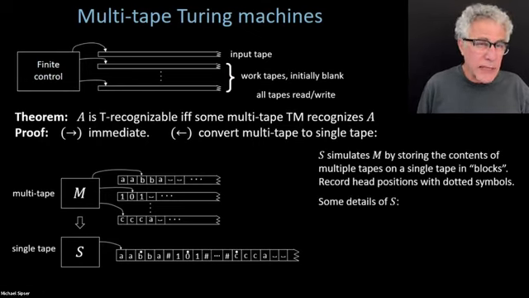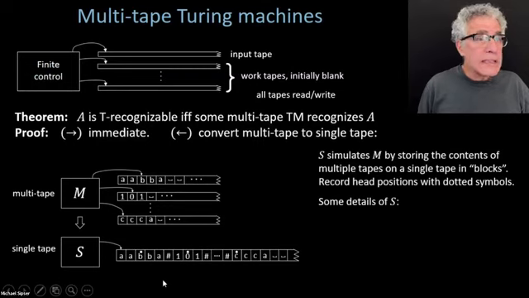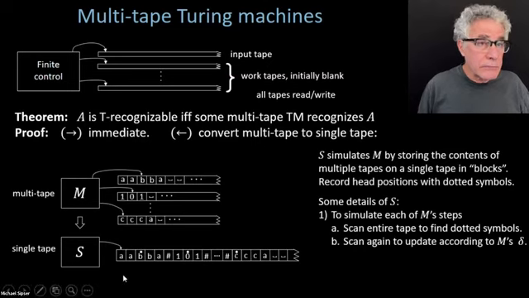Okay, a few more details of S that are worth looking at, just to make sure we all understand what's happening. For every time M takes one step, S has a lot of work to do, because one step of M can read and move all of those heads at one shot. S has to scan the entire tape to see what's underneath those, in effect, virtual heads, which are the locations of the dotted symbols. It has to see what's underneath each one of those heads to see how to update its state to the next state.